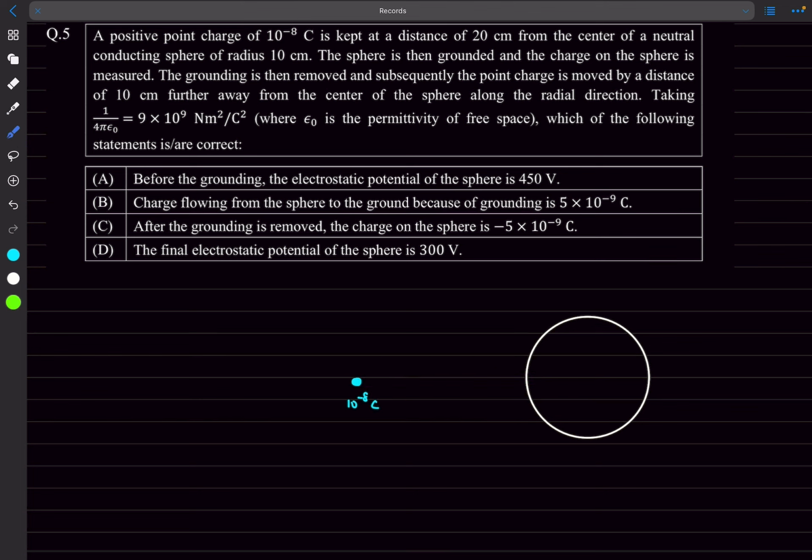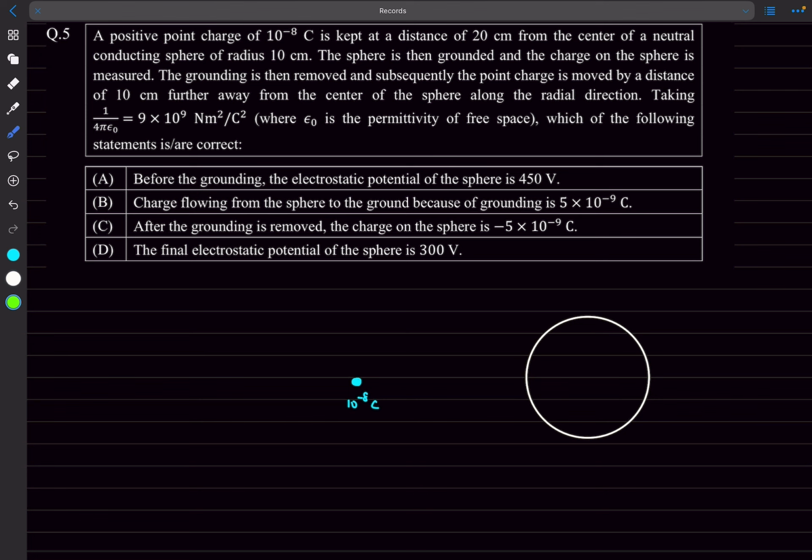The sphere is then grounded and the charge on the sphere is measured, and then the grounding was removed. Subsequently, the point charge is moved by a distance of 10 centimeters further away from the center of the sphere along the radial direction. So which of the statements are correct? So before the grounding, the electrostatic potential of the sphere is 450 volt.